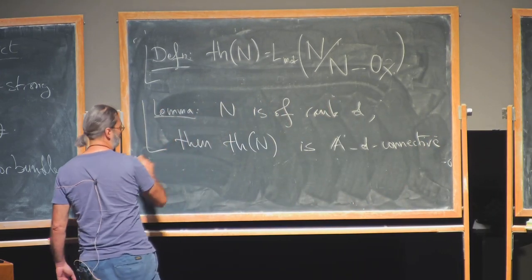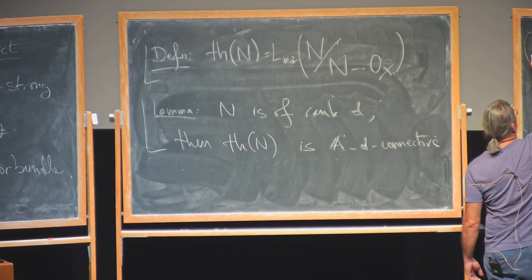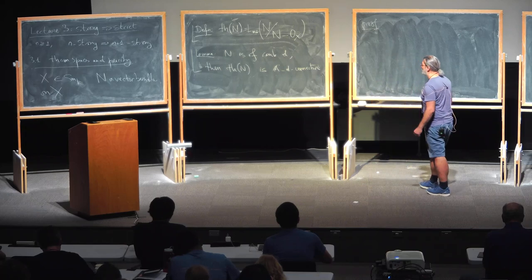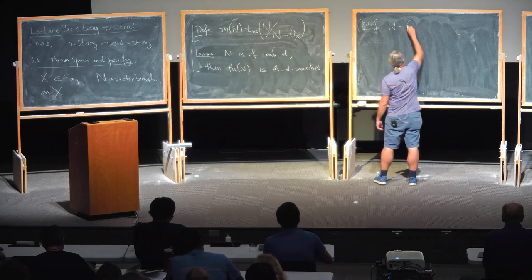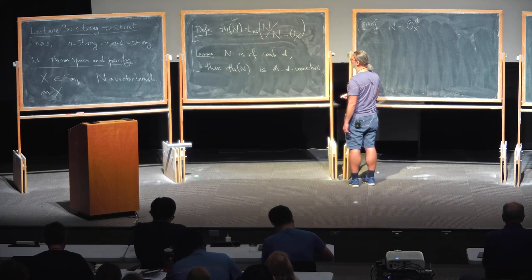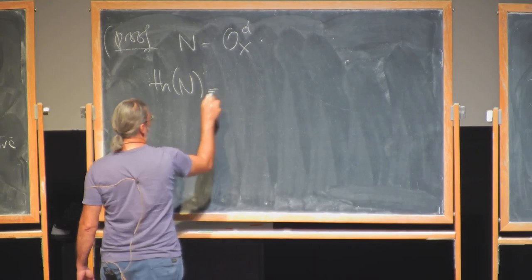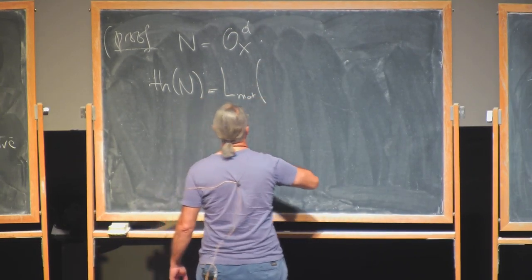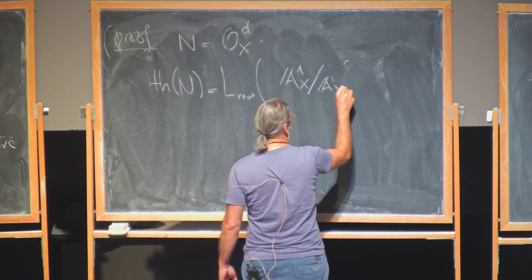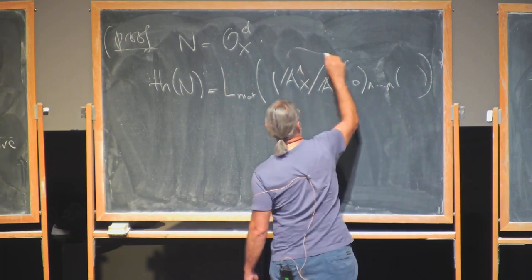Okay, so let me quickly sketch a proof. One reduces to the case N is free, using some Zariski excision. In the case N is free, of the form A^d over X, one sees easily that the Thom space of N can be written as some motivic localization of A1_X over A1_X minus zero, smashed with itself d times.